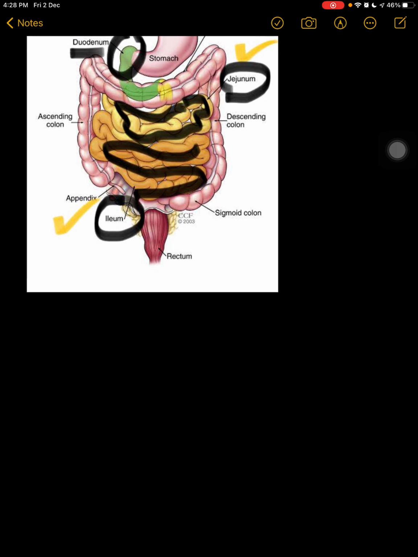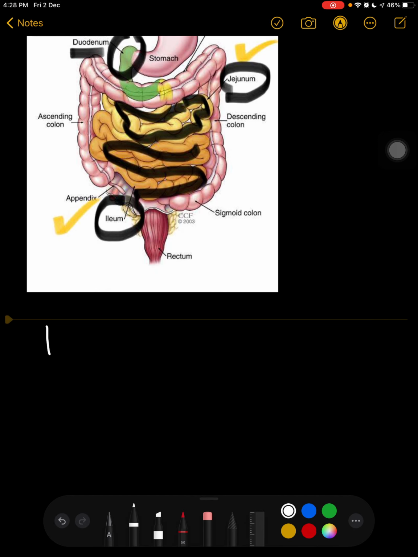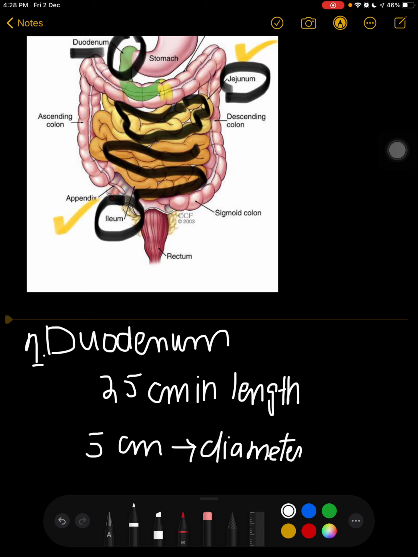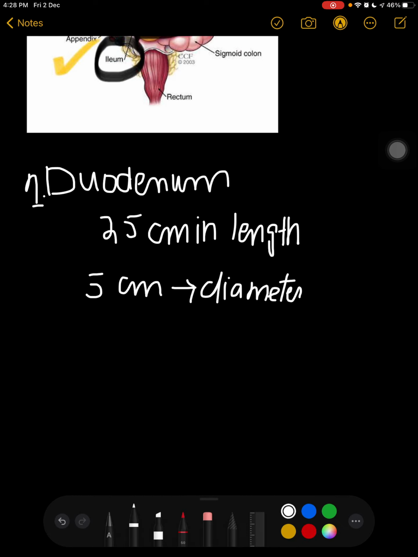Let's talk about some basic introduction, first of all, about duodenum. The duodenum is 25 centimeter in length, and it has a 5 centimeter diameter. This part is not coiled, neither is it twisted. It is a straight part, right?